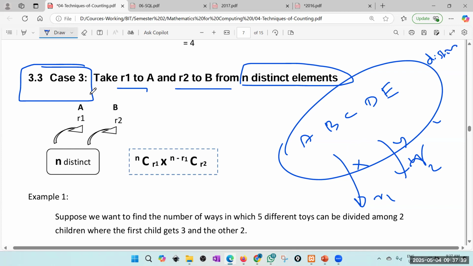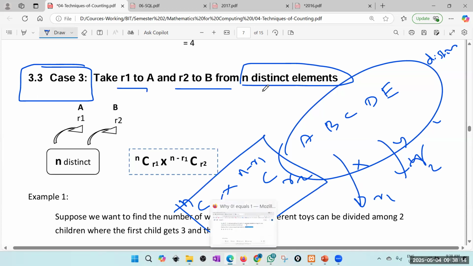Now, in this case, what we do is we take R1 number of a particular type and R2 number of a different type and R3 number of another type and so on. And then the number of selections is NCR1, because we have R1 of X type, times N minus R1 C R2. That is the number of selections possible according to this scenario.